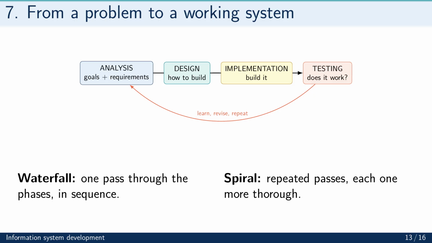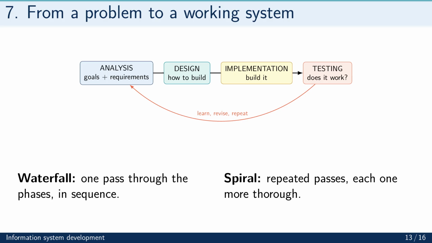The system development lifecycle gives us a structured way to move from a problem to a working system. Analysis identifies goals and requirements. Design determines how the system should be built. Implementation creates the system, and testing checks whether it works and satisfies the requirements.